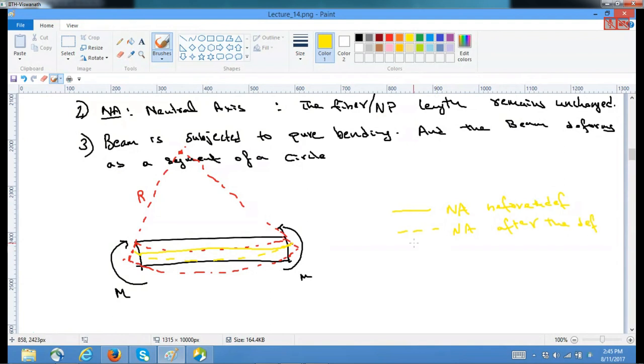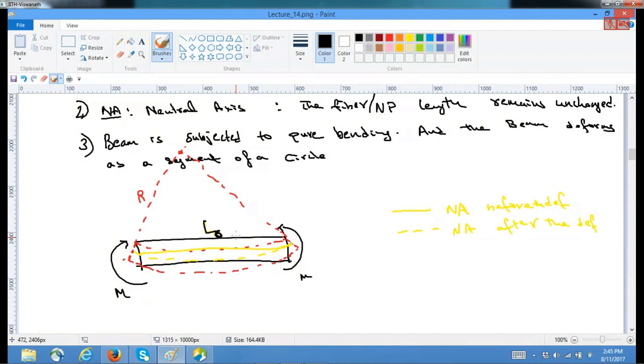So the length of those things would remain the same, which is equal to the length of the beam, L. Or let me call it L naught. So this is the length of the neutral axis. Further, the angle is equal to theta.